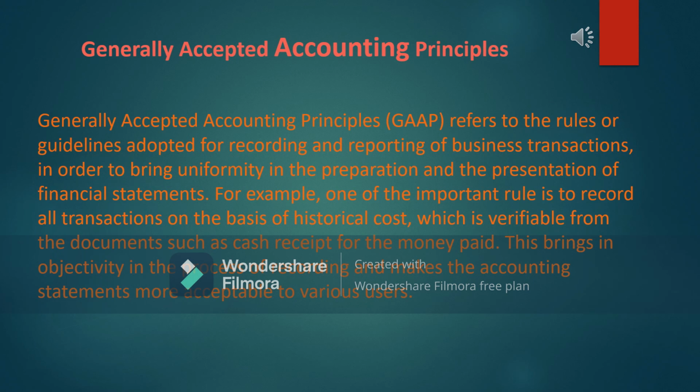Generally accepted accounting principles, GAAP in short form, refers to the rules or guidelines adopted for recording and reporting of business transactions in order to bring uniformity in the preparation and presentation of financial statements. For example, one of the important rules is to record all transactions on the basis of historical cost, which is verifiable from documents such as a cash receipt or any other receipt for money paid. This brings objectivity in the process of recording and makes the accounting statements more acceptable to various users.